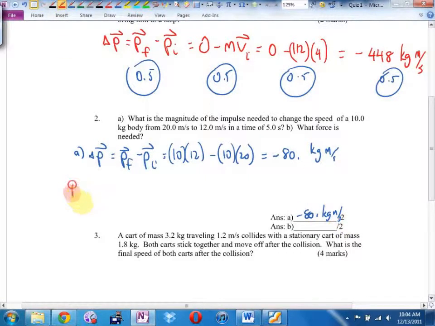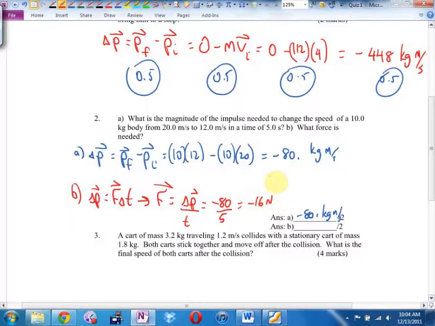B, what force is needed? Now I'm going to use the second definition of impulse, Nicole. The fact that impulse is also equal to the force times the change in time. Brett, how would I get the F by itself? Turns out the force is going to be the impulse divided by the time, which is negative 80 divided by 5 seconds. And I think you'll get a force of negative 16 newtons. If you left the negative off, I won't freak out. What's the negative telling me, Connor? It's telling me it's in the opposite direction of the motion. Is that okay?